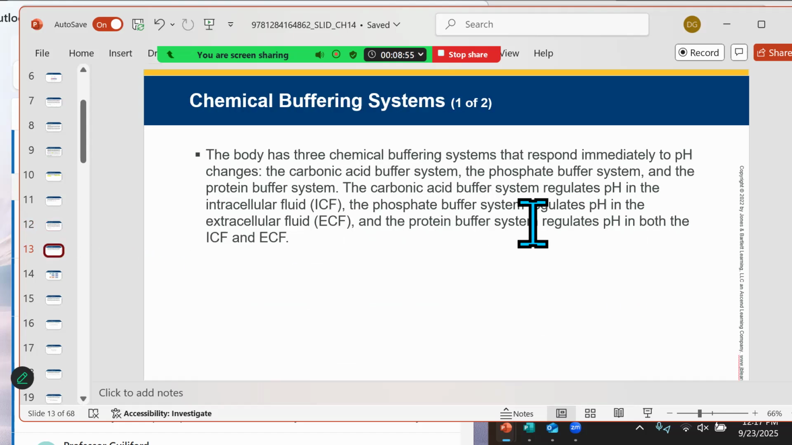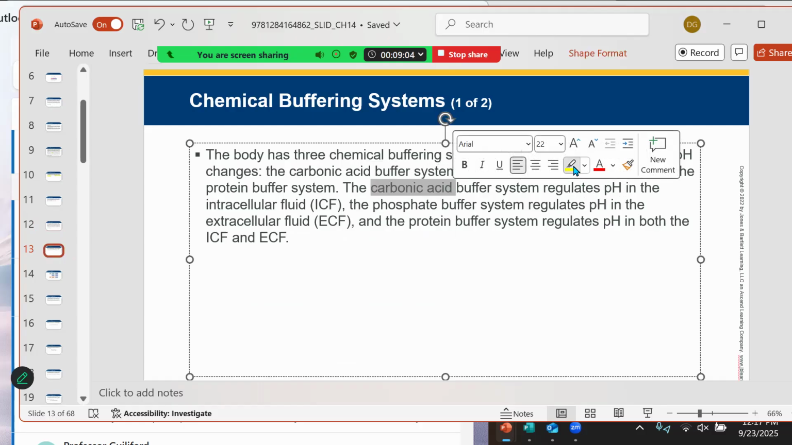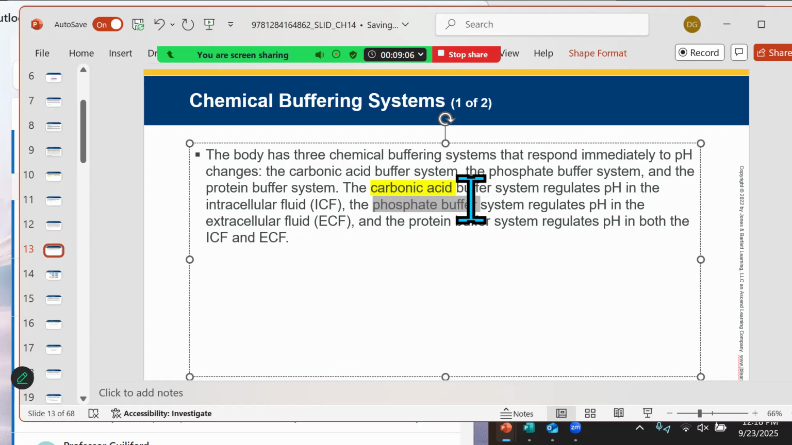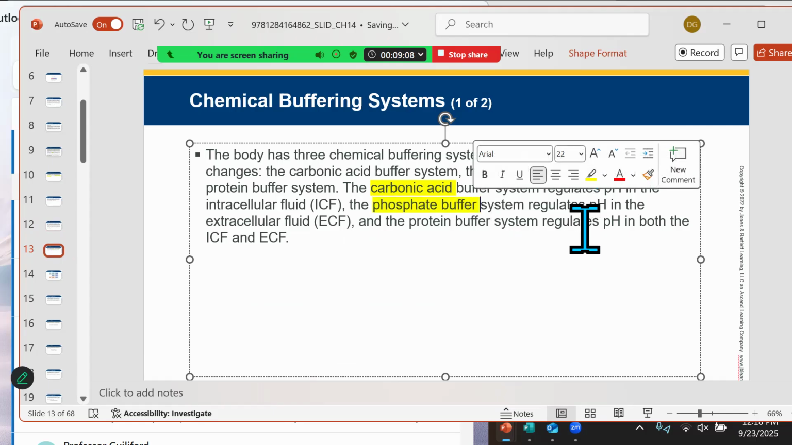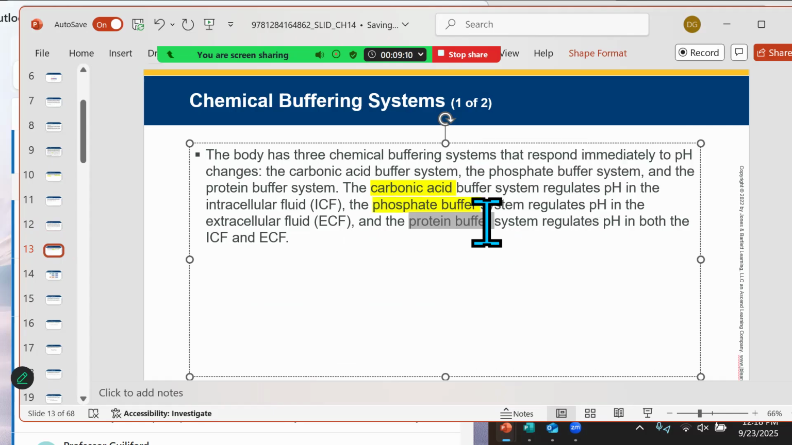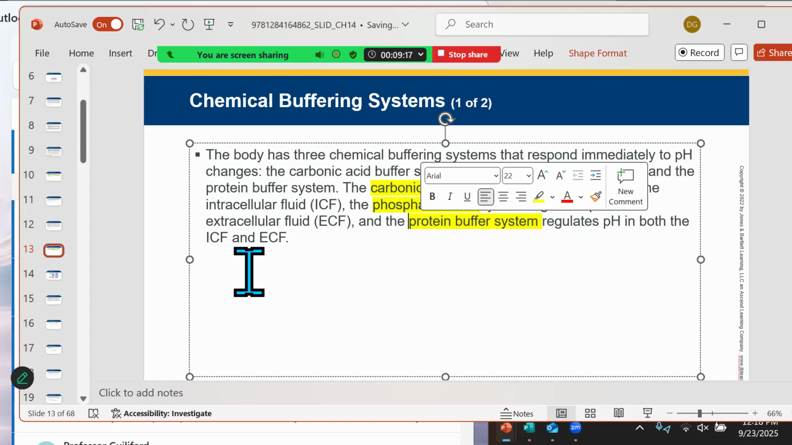The body has 3 chemical buffering systems. For example, the carbonic acid buffer system. We've got the phosphate buffer system, and we've got a protein buffer system. They all have an important role. They all work together to keep our pH in a safe range.